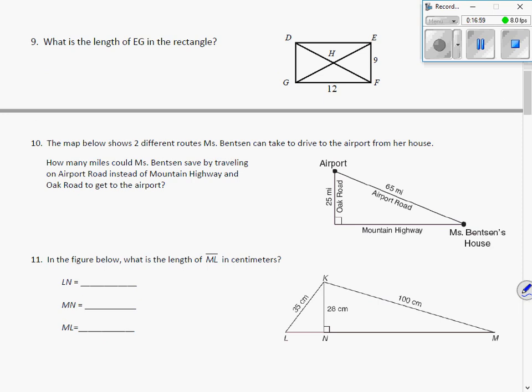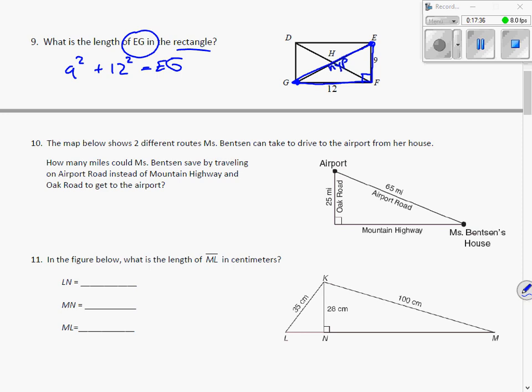Number 9, we want to figure out the length of EG. That means how far it is from E to G. We're told it's a rectangle. That means we know we have right angles everywhere, which means I have a right triangle right here, and EG is my hypotenuse to this blue right triangle. So I have 9 squared plus 12 squared should be equal to EG squared.